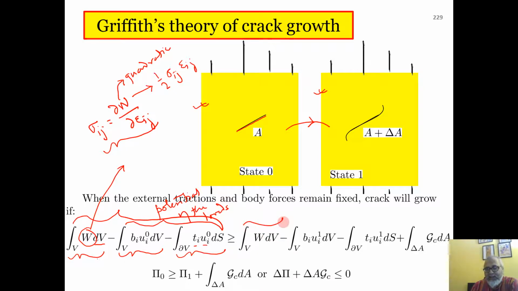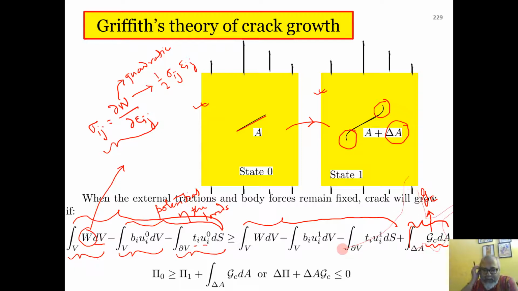Potential energy of the system at state 1 is this, but in addition to the mechanical potential energies that are due to the potential of the loads and the strain energy stored, there is also this additional energy cost of forming these crack extensions. So we assume that GC is a material property which is equal to the surface energy required to form a unit area of crack. And this is a constant for the material. So GC times dA is the total energy required to form dA amount of crack. And since the total amount of crack area formed is delta A, integrating this over delta A will give you the total energy expended in forming the crack.